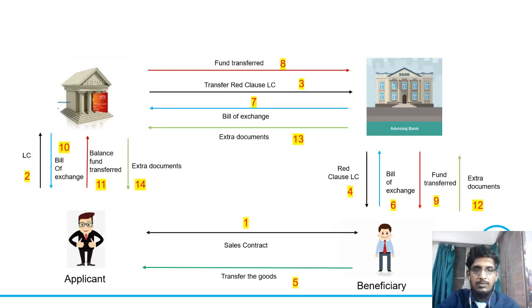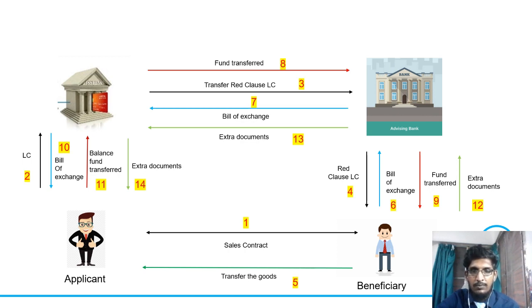Okay, now we are going to see the process of red clause letter of credit. The first process is the applicant and beneficiary agree to enter the sales contract. The second process is the applicant will ask the issuing bank to create the LC with specific terms. The third process is the red clause LC will be sent by the issuing bank to the advising bank. The fourth process is the advising bank later verifies the authenticity of the red clause LC and forwards it to the exporter. The fifth process is after receipt of the red clause LC, the exporter is expected to verify the same to their satisfaction and initiate the goods shipping process.